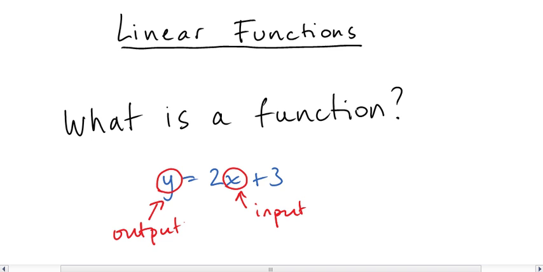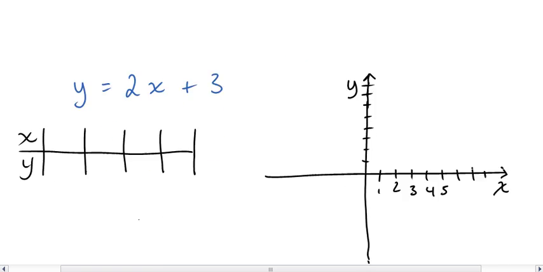Linear functions are really special because every time you have an x value, you get your correspondent y value. If you draw all the different x values compared to the y values, you get a straight line. That's why they're called linear functions. So let's look at that.